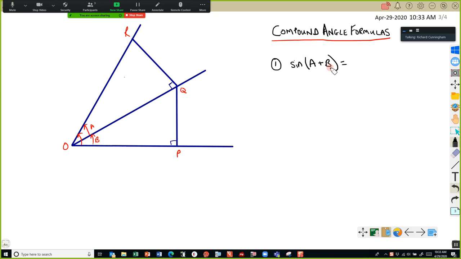Now, it's really important to realize, I'll try and go slow through this because I know that there can be quite a lot of delay. Sine A plus B is not equal to sine A plus sine B, okay? That is not true. Can you see what I've written?